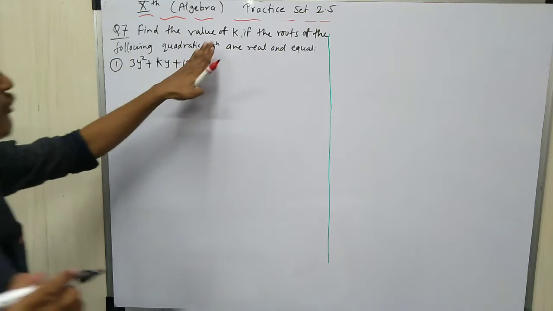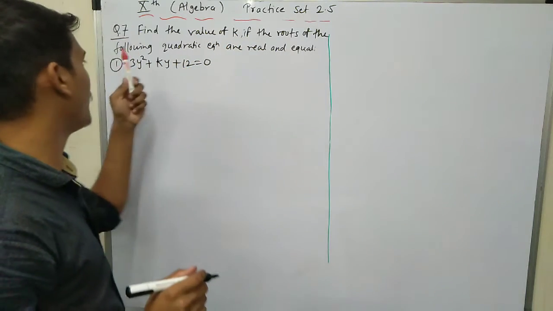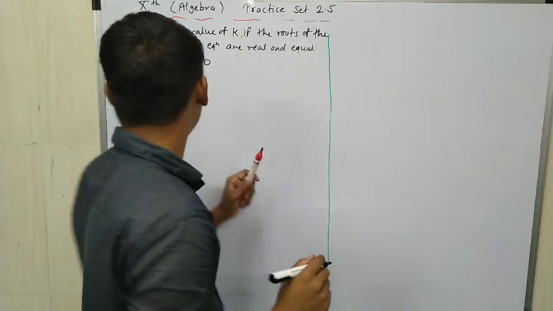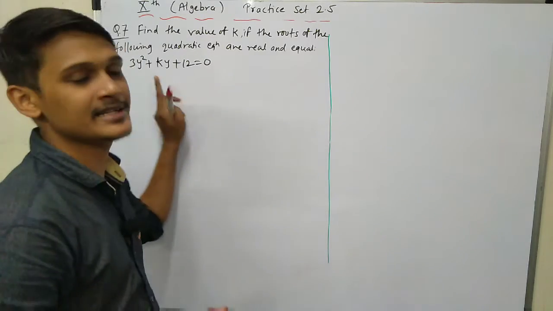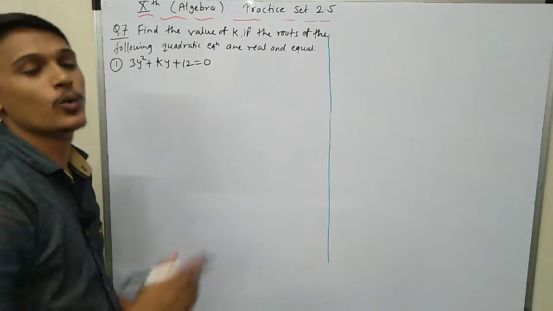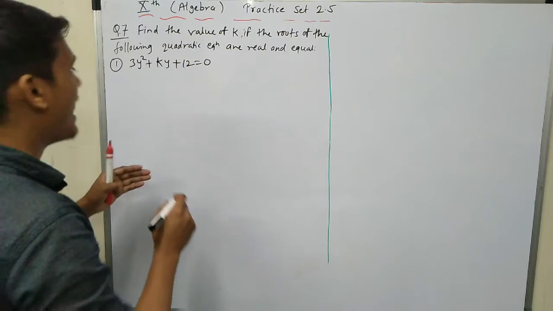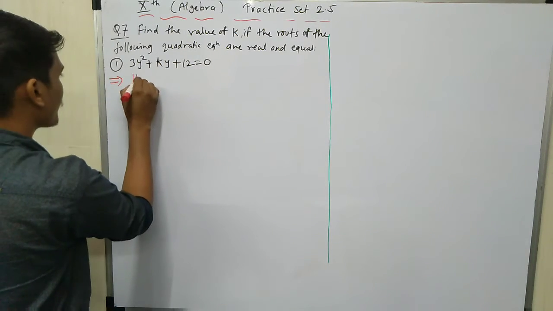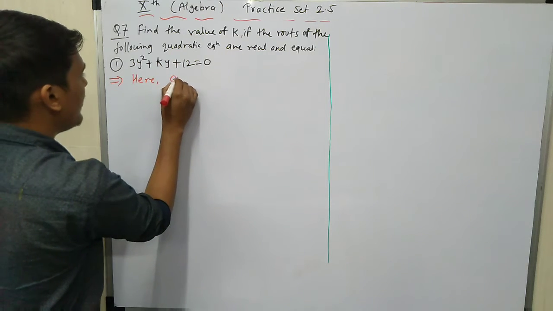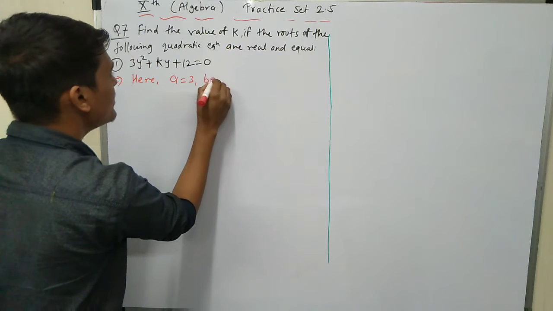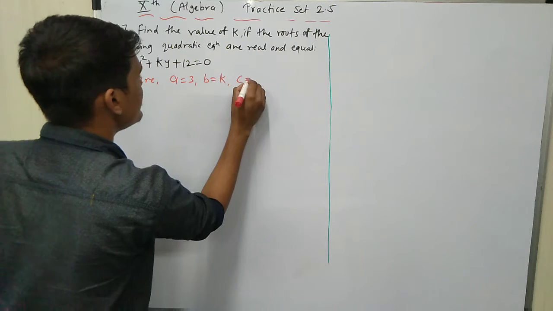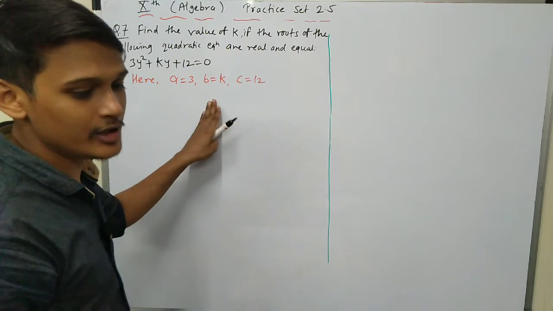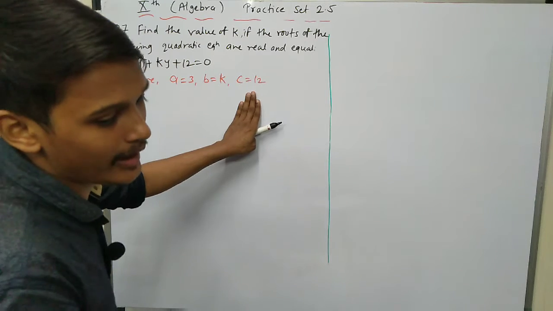Question number 7. Find the value of k if the roots of the following quadratic equation are real and equal. First question is 3y square plus ky plus 12 is equal to 0. Understood? Now solve here. Here a is equal to 3, b is equal to k and c is equal to 12.